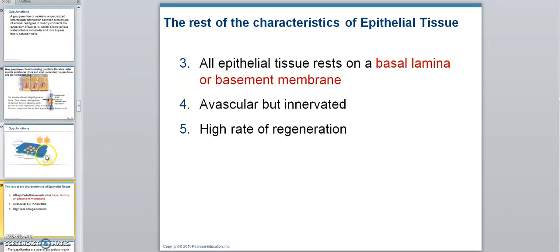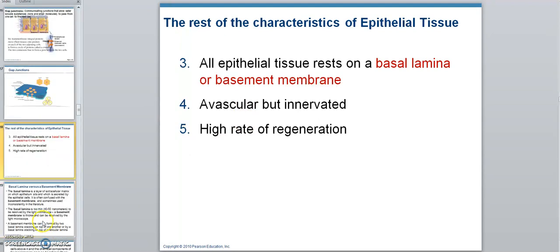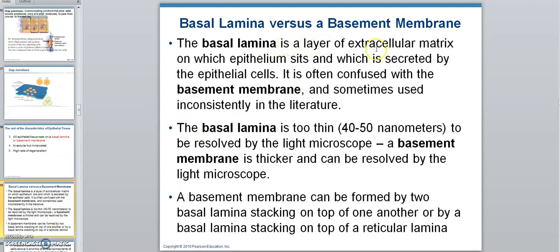So what were the characteristics? Number one, cells have polarity, definite top and bottom. Second, they are attached to one another by intercellular junctions. Third thing, epithelial tissue cells rest on a basal lamina or basement membrane. Now, a basal lamina is a layer of extracellular matrix. Some books call it a basement membrane, but it's actually two separate things. And a basal lamina is a thin layer of extracellular substances that the epithelial cell rests on.